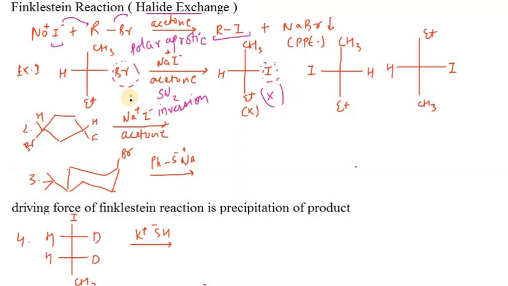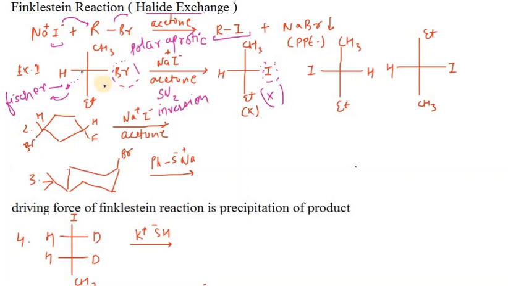When we talk about inversion, there is a change in configuration from R to S or S to R, but here there is no change in configuration. This is a Fischer projection. Either we convert from Fischer to wedge-dash and then again wedge-dash to Fischer, or we can simply change the configuration of this structure and replace bromine by iodine.